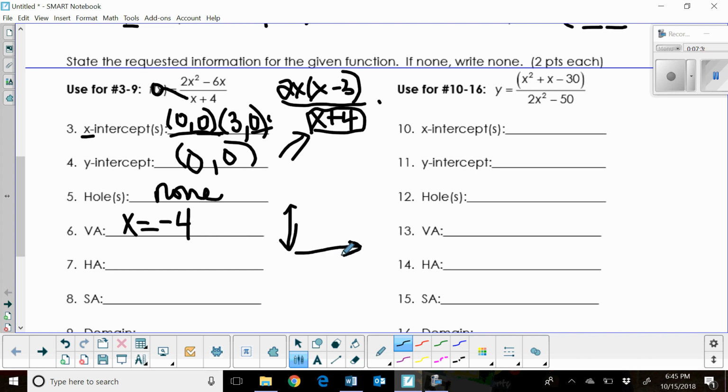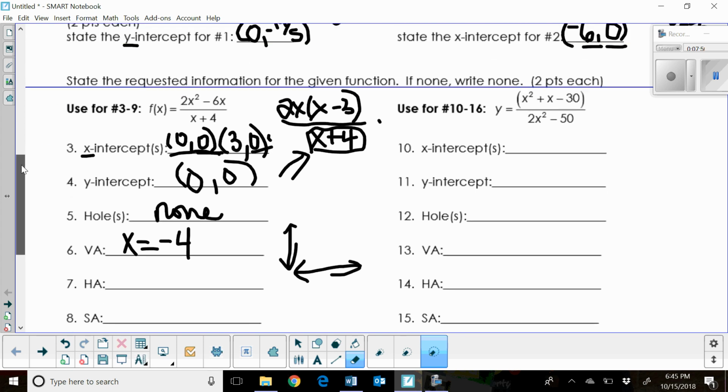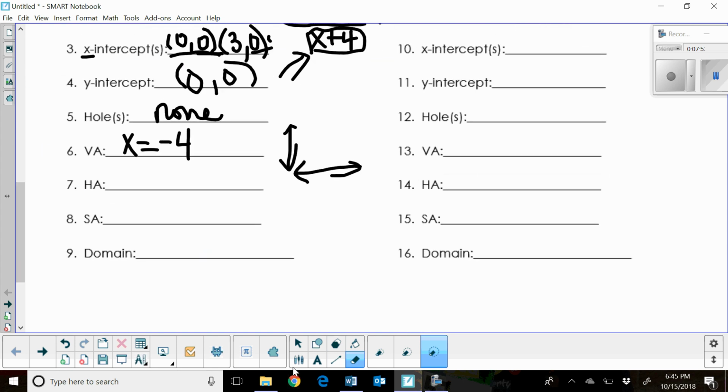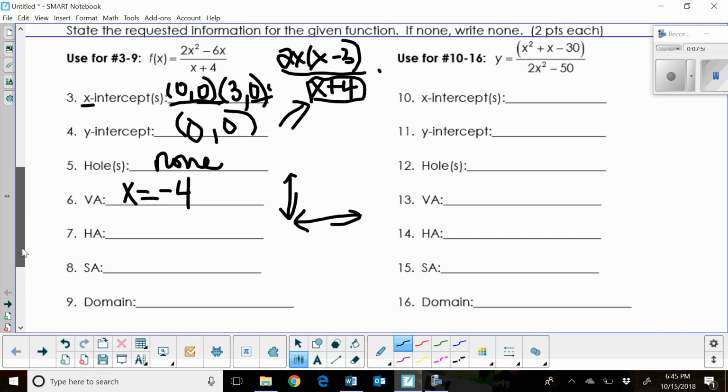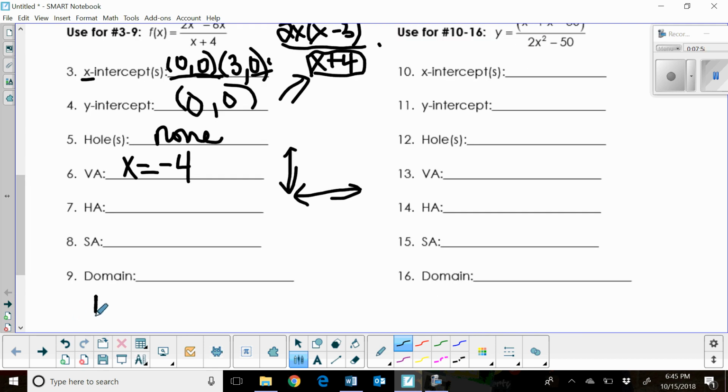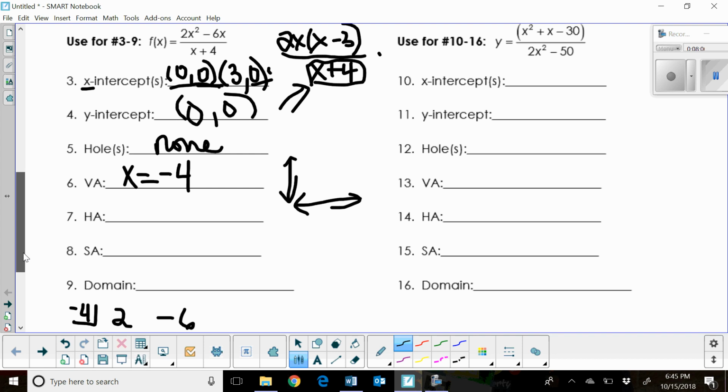Horizontal asymptote. Okay, we learned some rules for horizontal asymptote. One's a Kim, one's a dolly, and one's an even. This one is a dolly because the top is bigger. So let's do some long division. Or in this case, we can use synthetic. So in my box, I can put -4, and then I have a 2 and a -6 as my other terms to pull out of here.